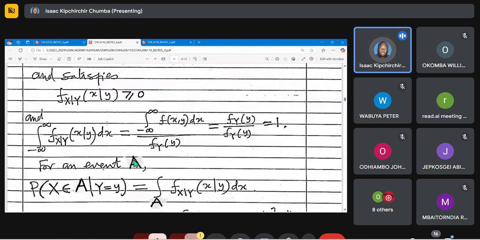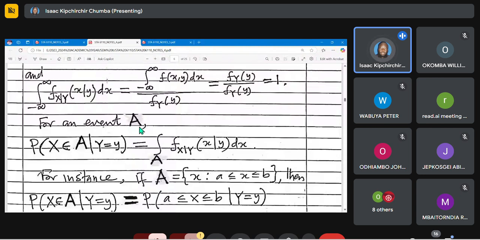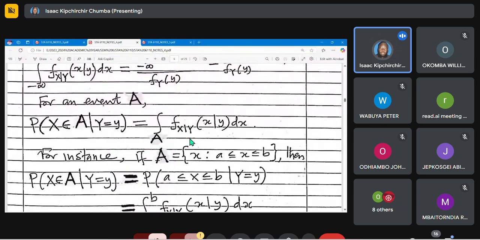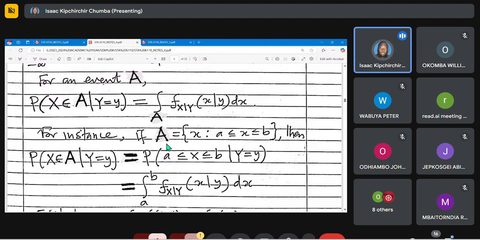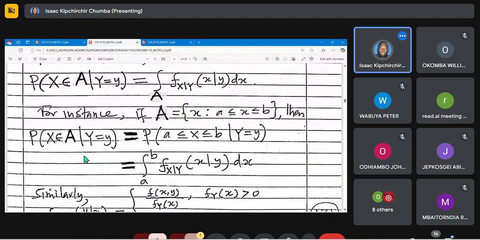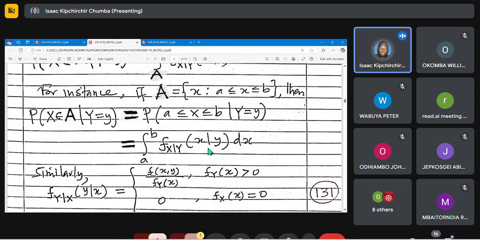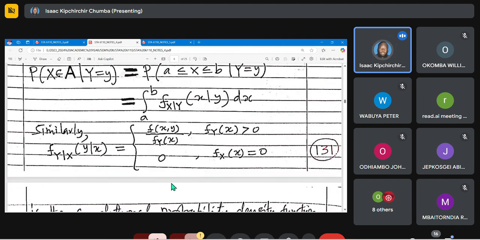Now, suppose we define an event, say A, and we want to find the probability that X takes values in A, given that Y equals y. It means just integrate the conditional PDF over that set A. For instance, suppose A is the interval AB. Then if I have to get the probability that X lies in AB, given that Y equals y, we just integrate that function over AB, and you'll get the probability of interest. Similarly, you could have fixed x. You can talk of Y given X. This is how it will be defined.